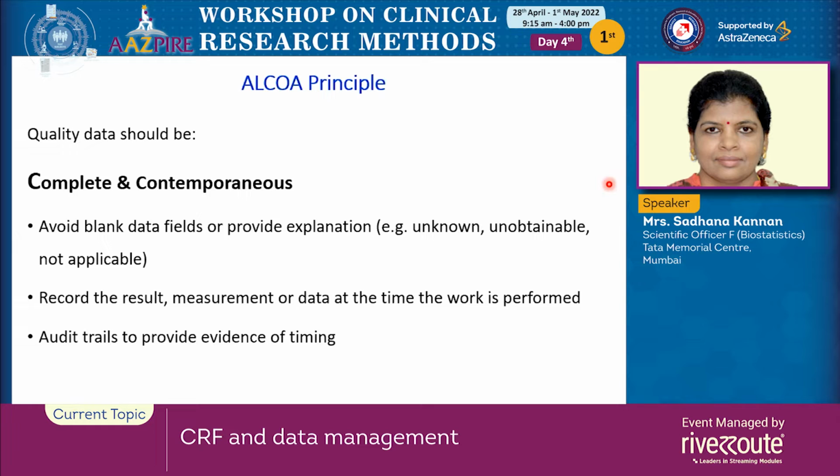We record the result, measurement, or data at the time the work is performed. That is called contemporaneous. So something has happened, for example, an adverse event has happened. You record it late and you report it late. Is it acceptable? No. So you have to record the result or measurement of the data at the time the work is performed. And audit trails provide evidence of timing. So the audit trail will give you all this information.